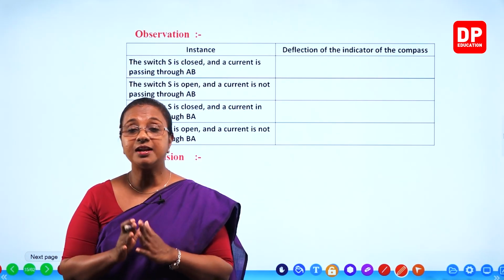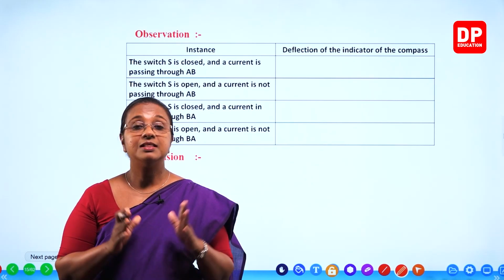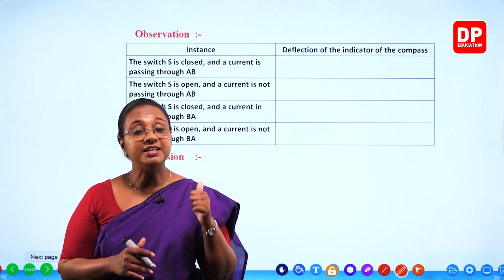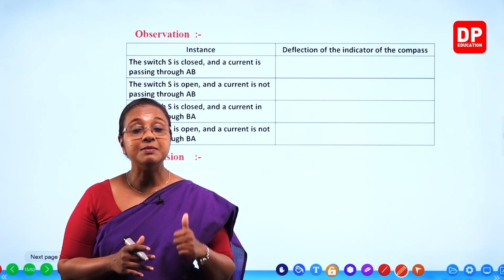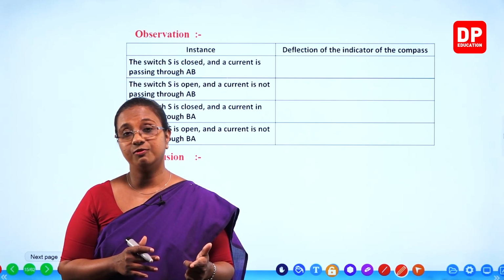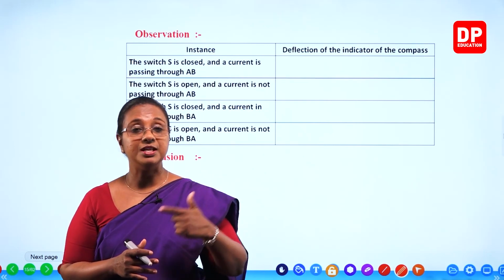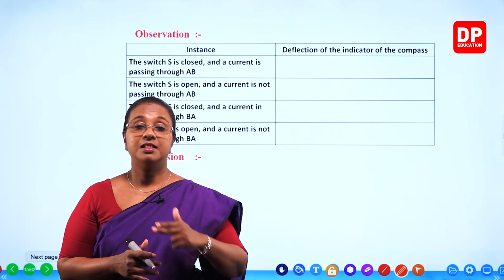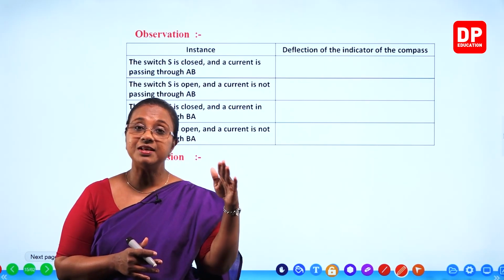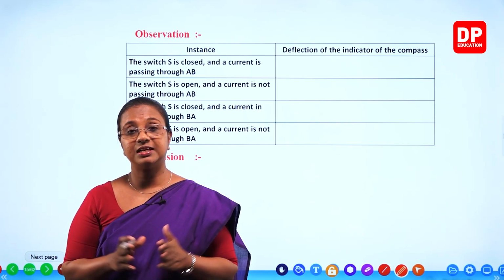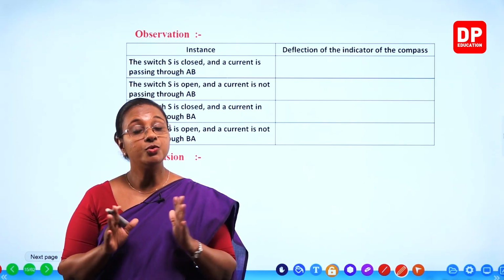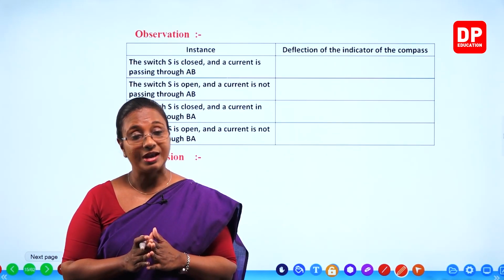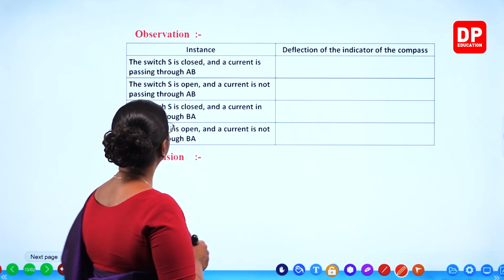So, when a current flows through a conductor, a magnetic field is generated. That is one conclusion. And the direction of this magnetic field depends on the direction of the current flow. Whether it's from A to B or B to A, the direction changes. And at the same time, the direction of the magnetic field above the conductor and below the conductor are different. Those are the things you need to understand from this activity. I am sure you can understand that. So, if we write the observations.